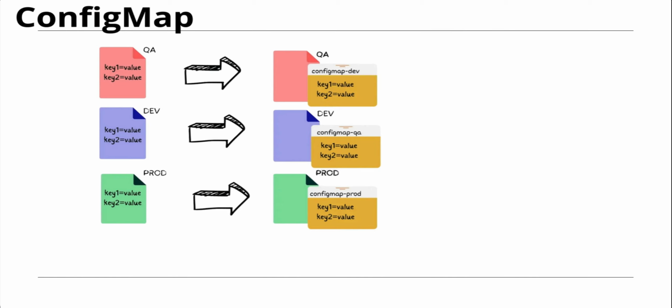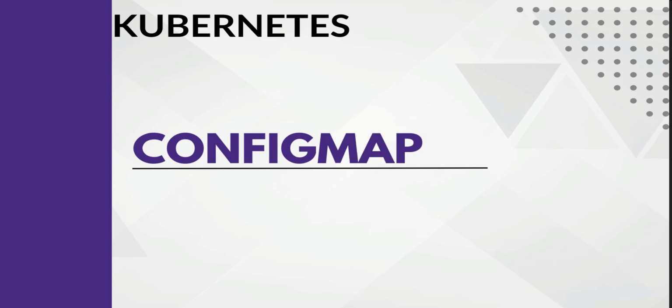Now let's suppose there is a configuration file which you need to add in multiple deployments. Rather than adding that configuration file into the deployment multiple times, you can create a config map for that, and you can refer to that config map in the deployment. So that is the use of the config map. Once we do the demo, you will understand it better.